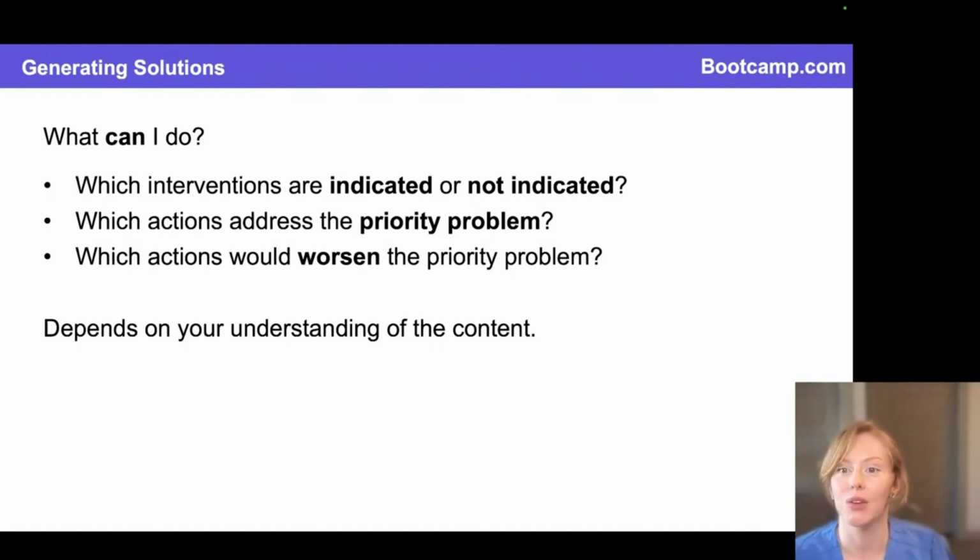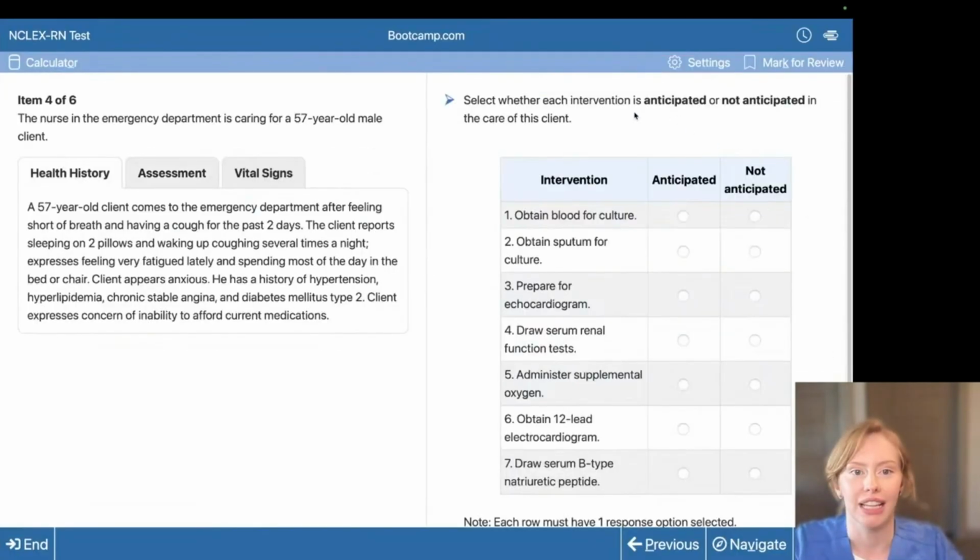But it is important that you can understand what's happening with the patient so you know what you need to do to fix it. And so that's why all of our case studies have this kind of built-in content review video at the end to teach you this content and have that kind of content review to prepare you to clinically think and generate these solutions. So let's look at step 4, where we need to select whether each intervention is anticipated or not anticipated. And so let's take these one at a time.